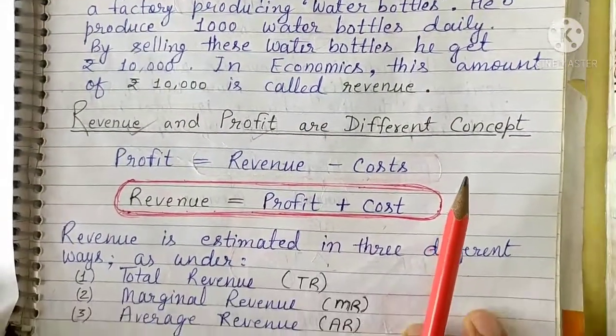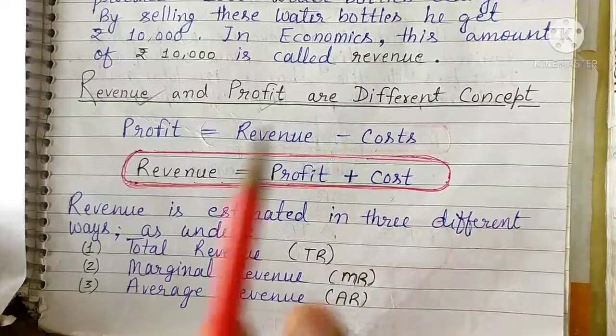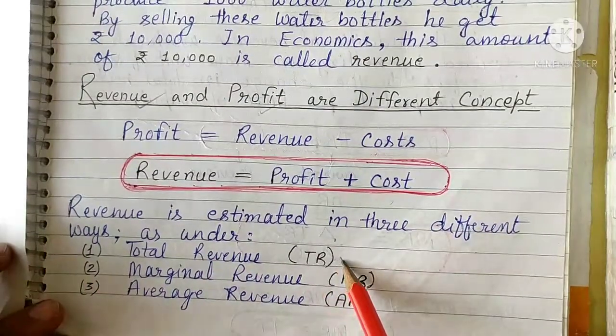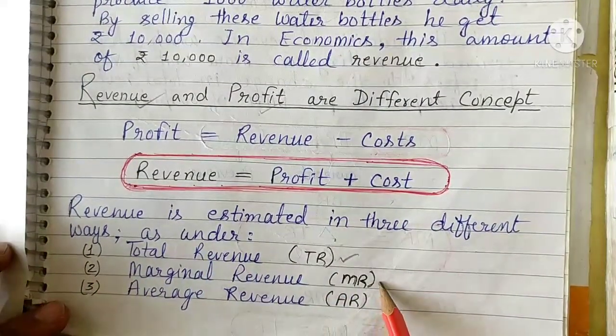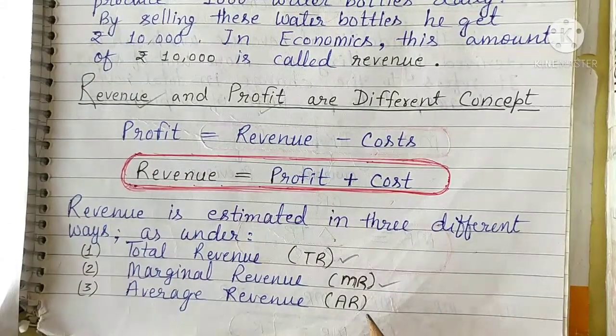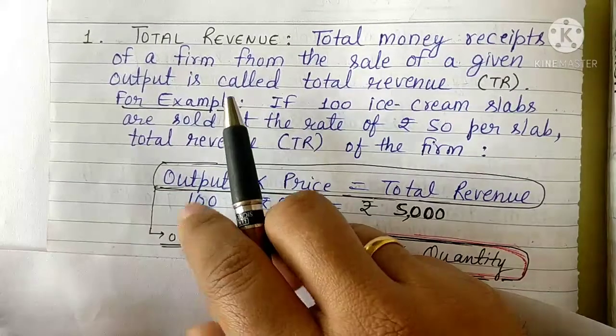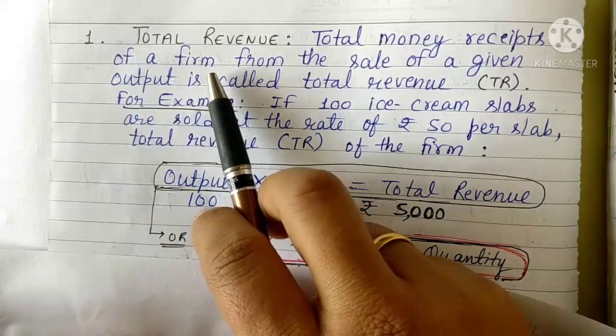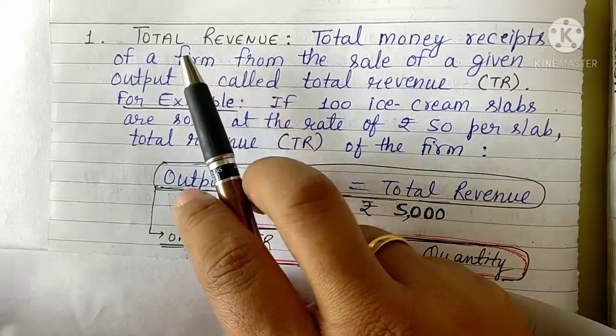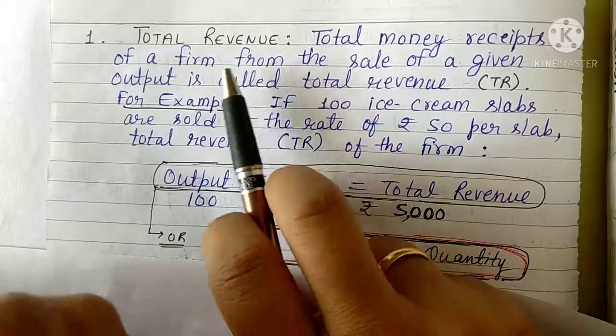Now revenue we can estimate or calculate in 3 different ways. First, TR, that is total revenue. Then MR, that is marginal revenue. And then average revenue, in short AR. So now first we will talk about the first type, that is TR, in full form total revenue. So what is total revenue?